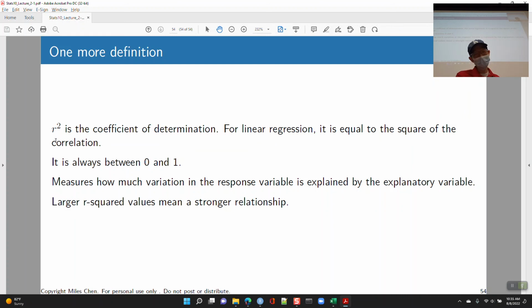It's technically not the formal definition, but if you just have this rough idea of how much variation in the response is explained by the explanatory variable, that's a loose way to think about it, okay? Basically, larger R squared values mean a stronger relationship. So an R squared of 0.9, those are really strong relationships. Whereas an R squared of like 0.1 indicates not a very strong relationship between X and Y.